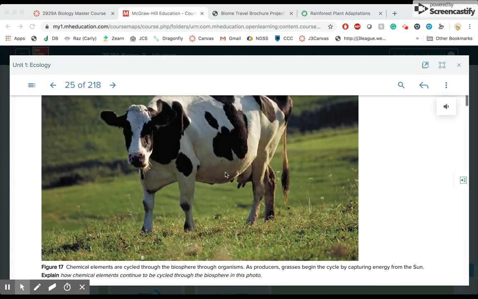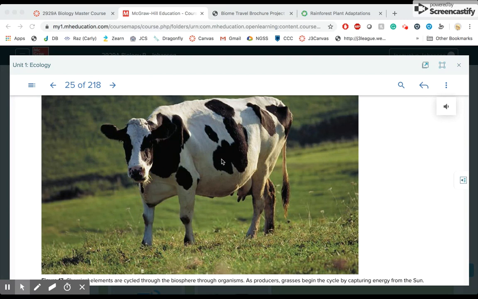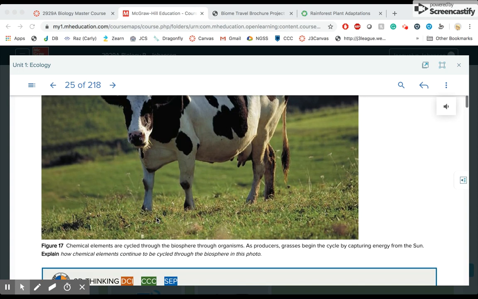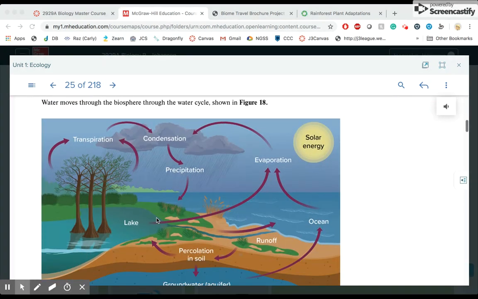Here's a very happy cow. And the point of the happy cow is one of the living things, and these grasses are another living things that do end up cycling matter. So we'll go through that.